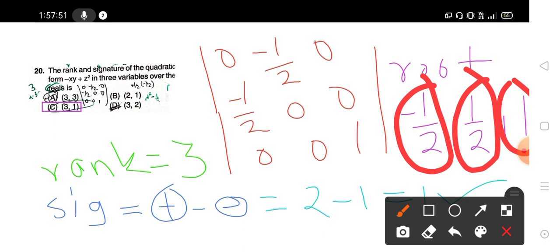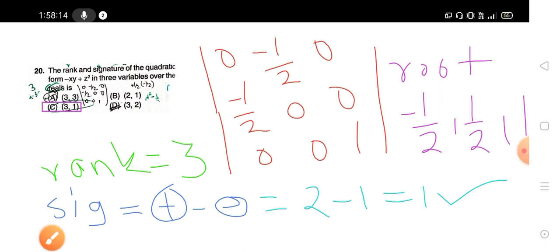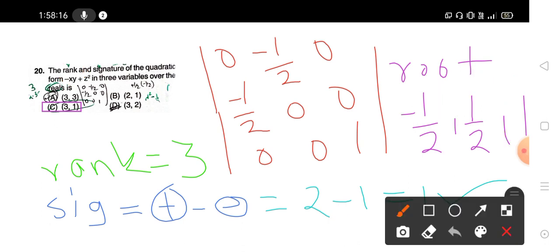First of all, here given a rank. Here in the options, option 3 is correct. And now check for the signature. What is the signature? Number of positive eigenvalues minus number of negative eigenvalues. Here positive eigenvalues are 2 and negative eigenvalue is 1. Therefore 2 minus 1 equal to 1. Here answer C is correct.